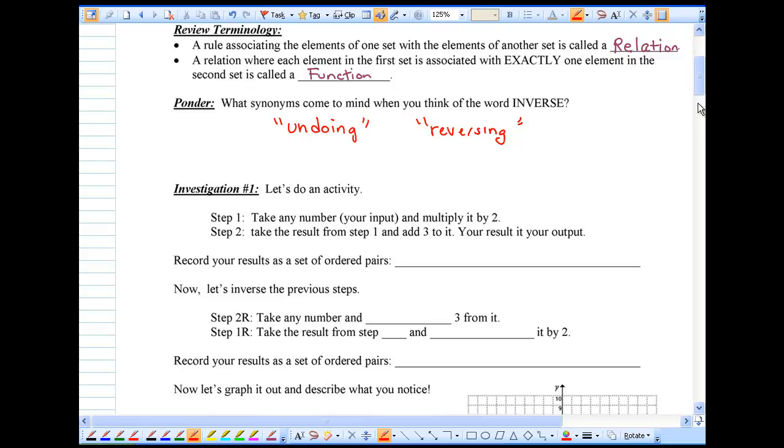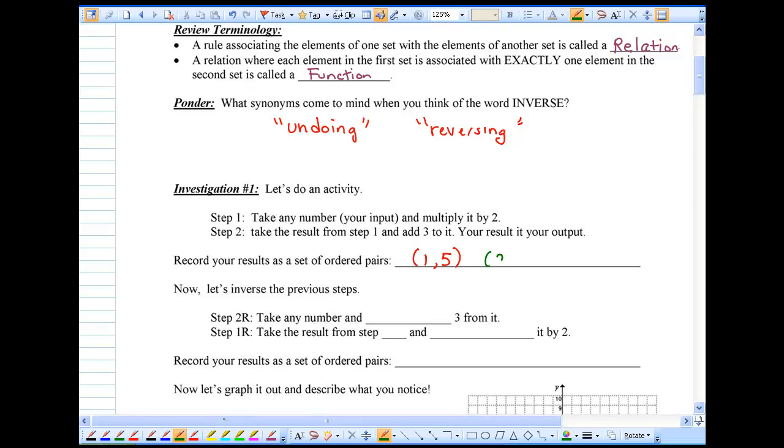So, let's say I took the number 1. In step 1, I'm going to multiply that by 2. So what's 1 times 2? That is 2. Then take that result, which is the 2, and add 3 to it. 2 plus 3 is 5. Here's my input, there's my output. Here's the coordinate.